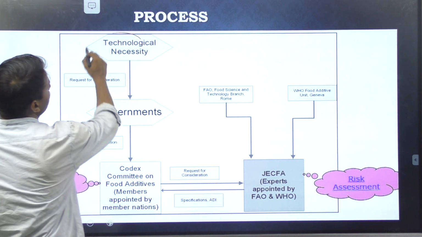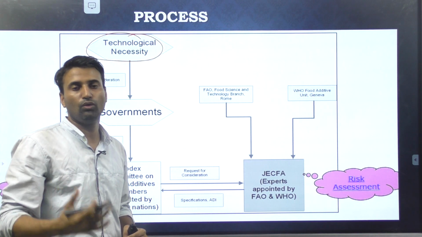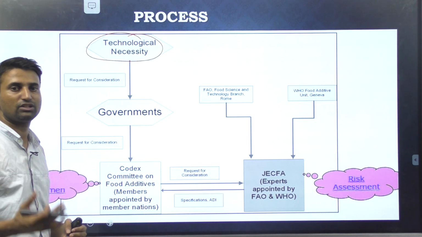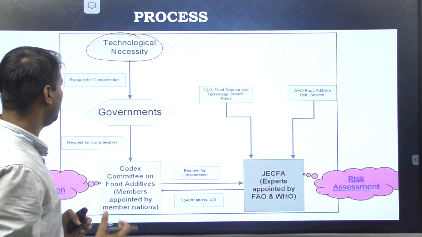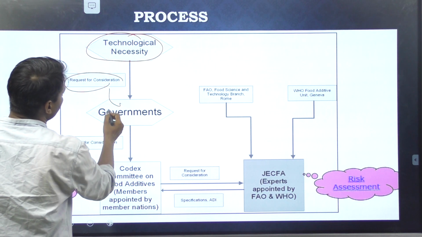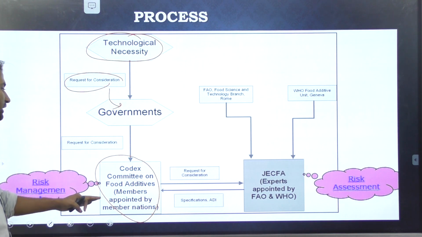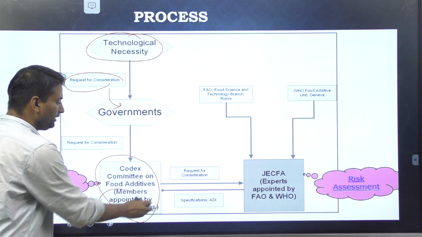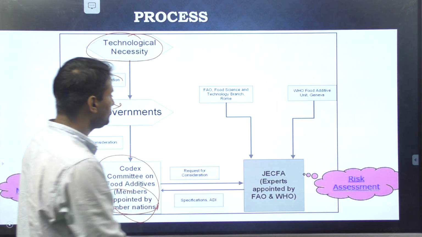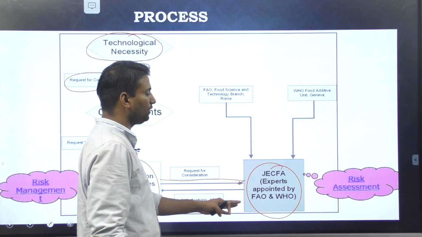There is a technological necessity, because if a new food additive is coming, then they have to analyze it from a new perspective: the health perspective of the human, and the environmental perspective. Then it requests consideration from the government, and the government goes to the Codex Committee on Food Additives, and members are appointed by the member nations. There are more than 180 member nations, and the request for consideration goes to JECFA, the Joint Expert Committee on Food Additives, and WHO.